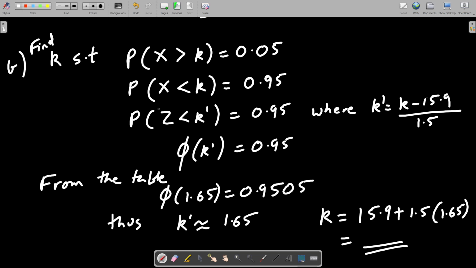So in other words, what I found out is that 95% of the people earn less than the number you get over here, and 5% earn more than that number. That's the meaning of that answer which will come here.